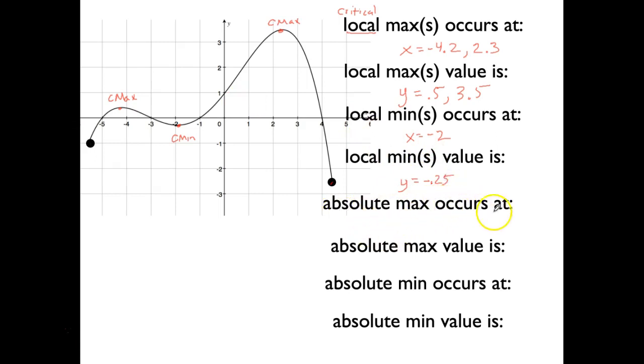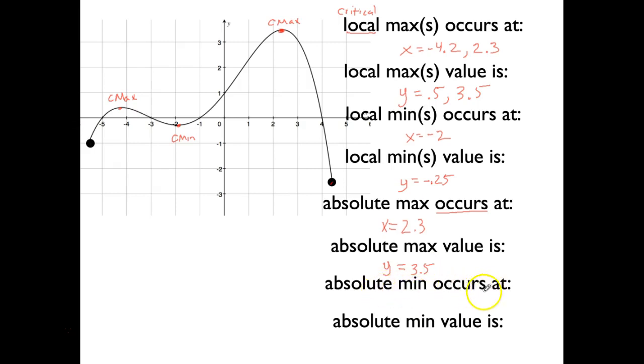Okay, the absolute max, that means that the endpoints can count. Absolute max occurs at, so x value, because it's where it occurs, that would be right here, and we said that occurred at 2.3. And what was the y value we said it had? It had an absolute max value of 3.5.